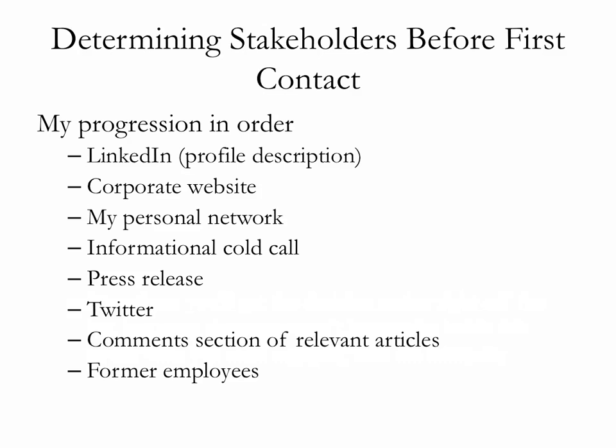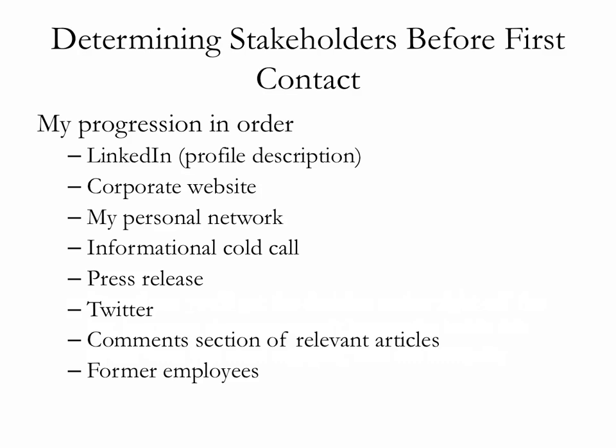So this is the progression that I use to basically fill out this hit list with stakeholders before actually reaching out to them. And again, I'm just looking for names here. I'm going to go through each one of these, but there's definitely a rhyme and reason to the ordering of my progression. How I go about this is first LinkedIn, then the corporate website, my personal network, an informational cold call, press releases, Twitter, comment section on relevant articles, and former employees.